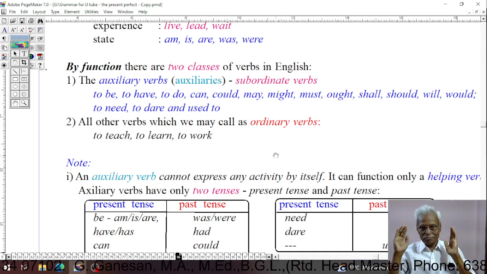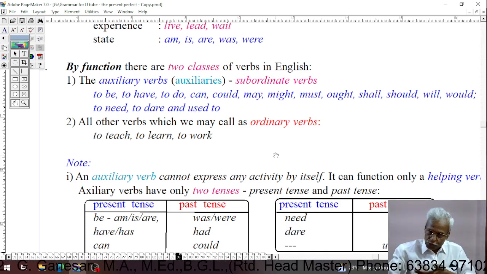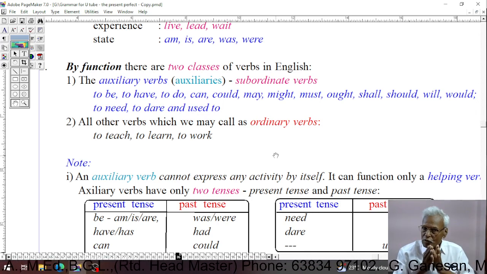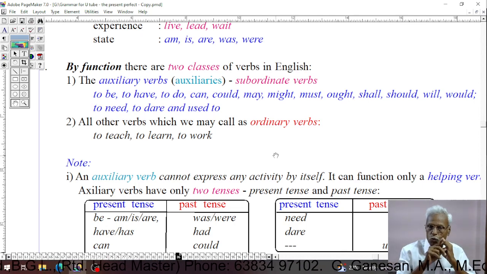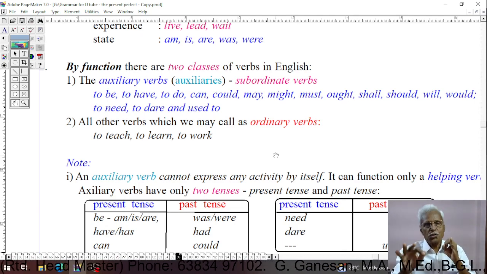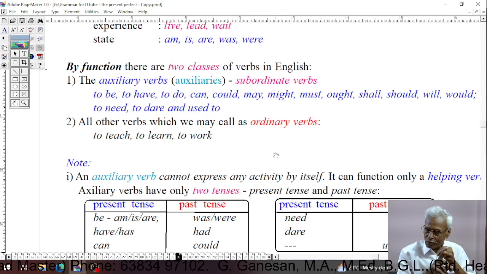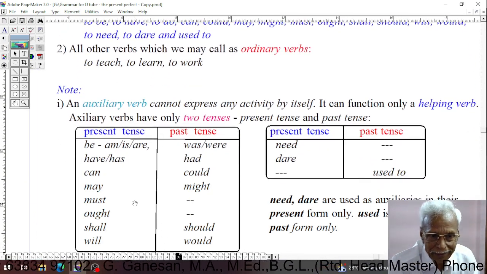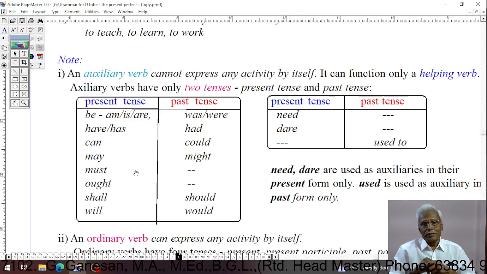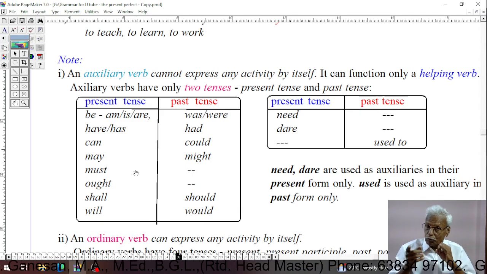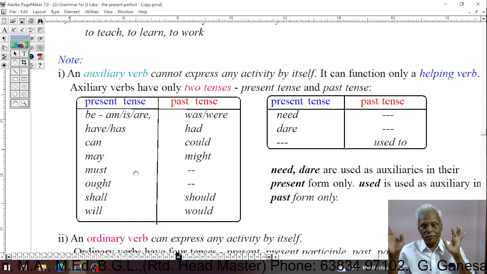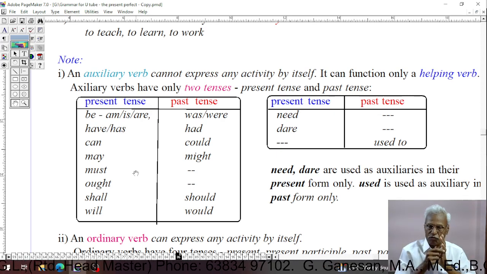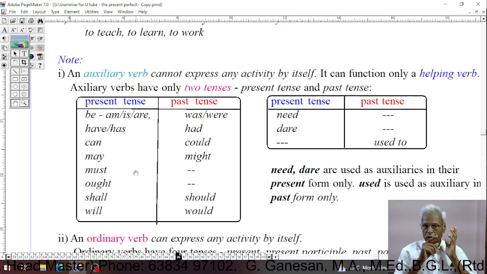Let us say again the second point. On the basis of function, English verbs are divided into two classes. One is auxiliary verbs, that is subordinate verbs. Another is ordinary verbs. Now let us see the characteristic qualities of both auxiliary and ordinary verbs. First, let us see the characteristic qualities of the auxiliary verbs.